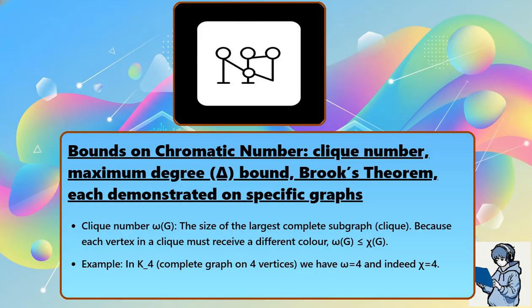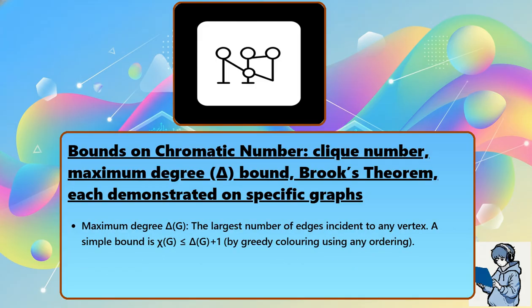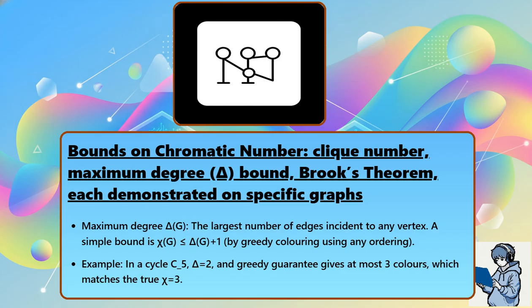Maximum degree Δ(G): the largest number of edges incident to any vertex. A simple bound is χ(G) is less than or equal to Δ(G) plus 1, by greedy coloring using any ordering. Example: in a cycle C5, Δ equals 2, and the greedy guarantee gives at most 3 colors, which matches the true χ equals 3.